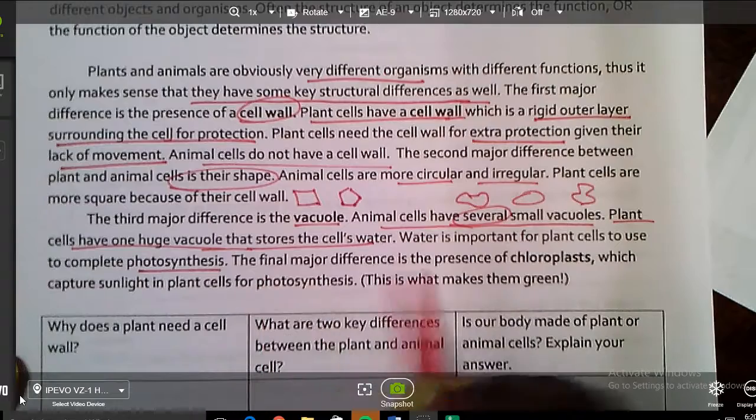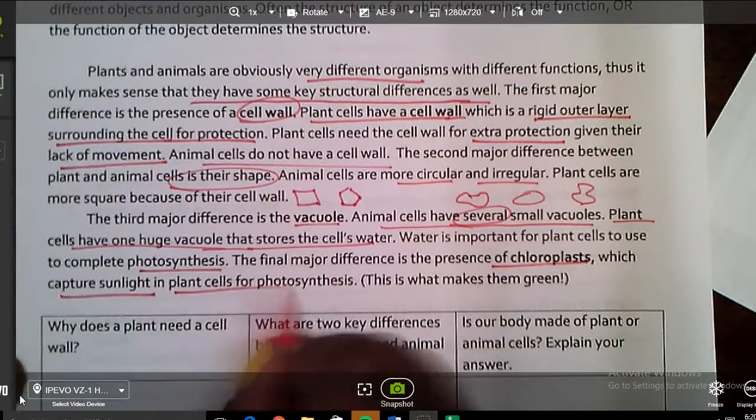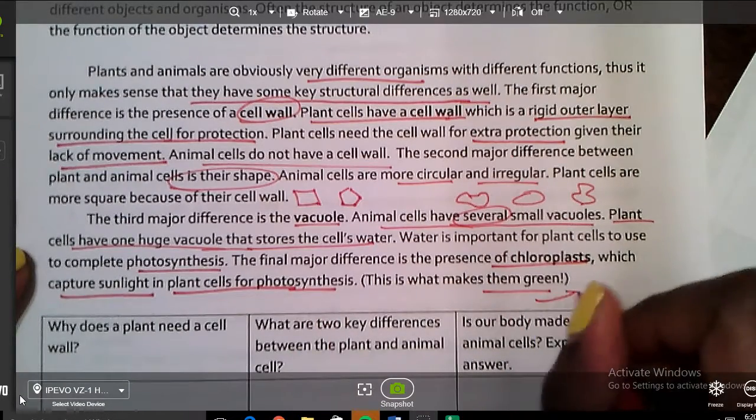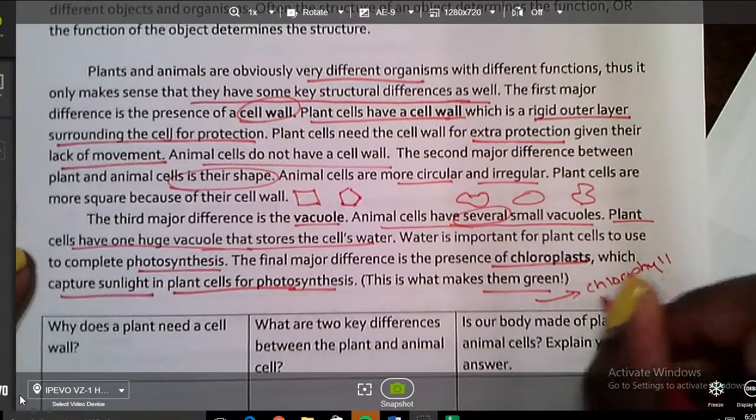The final major difference is the presence of chloroplast, which captures sunlight in plant cells for photosynthesis. This is what makes them green, because there's a small chemical in the chloroplast called chlorophyll.